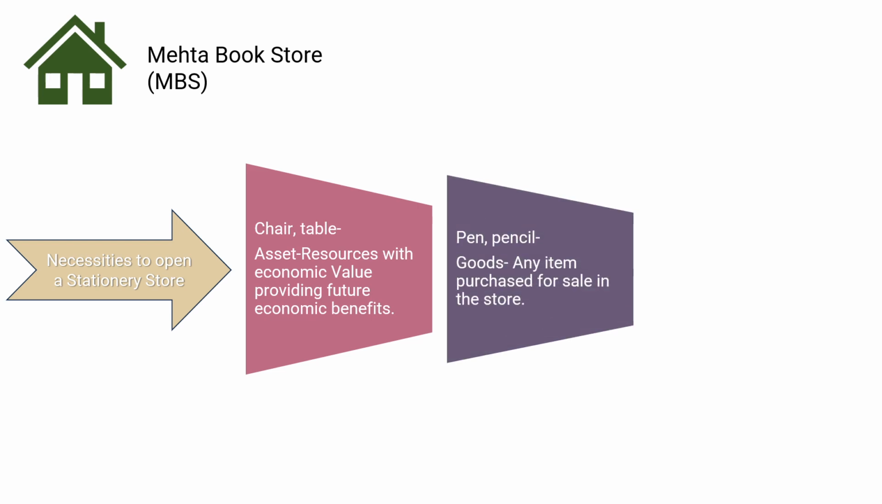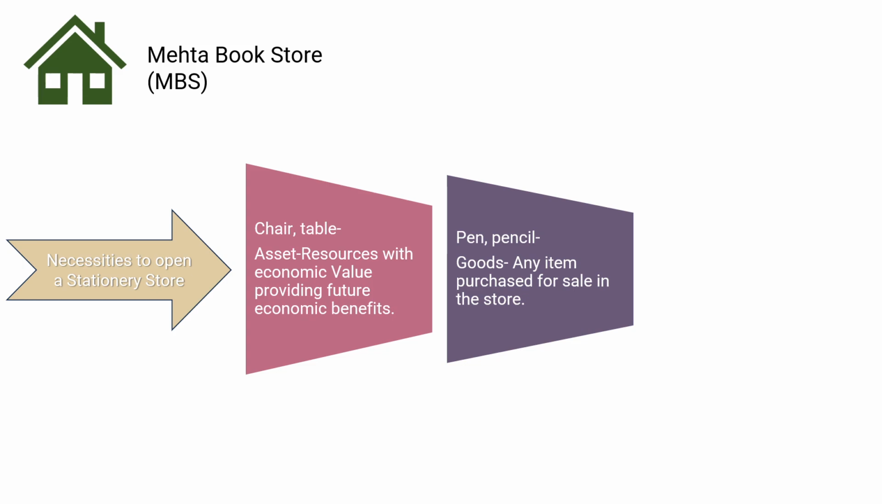Now coming to the next topic, which is goods. What are goods? Since you have opened a stationery shop, or Mr. Mehta has opened a stationery shop, he will sell stationeries. Stationeries, if I just think of something, it's pen, pencil, books, notebooks. So any item which is purchased for the purpose of selling in the store, those are called the goods.